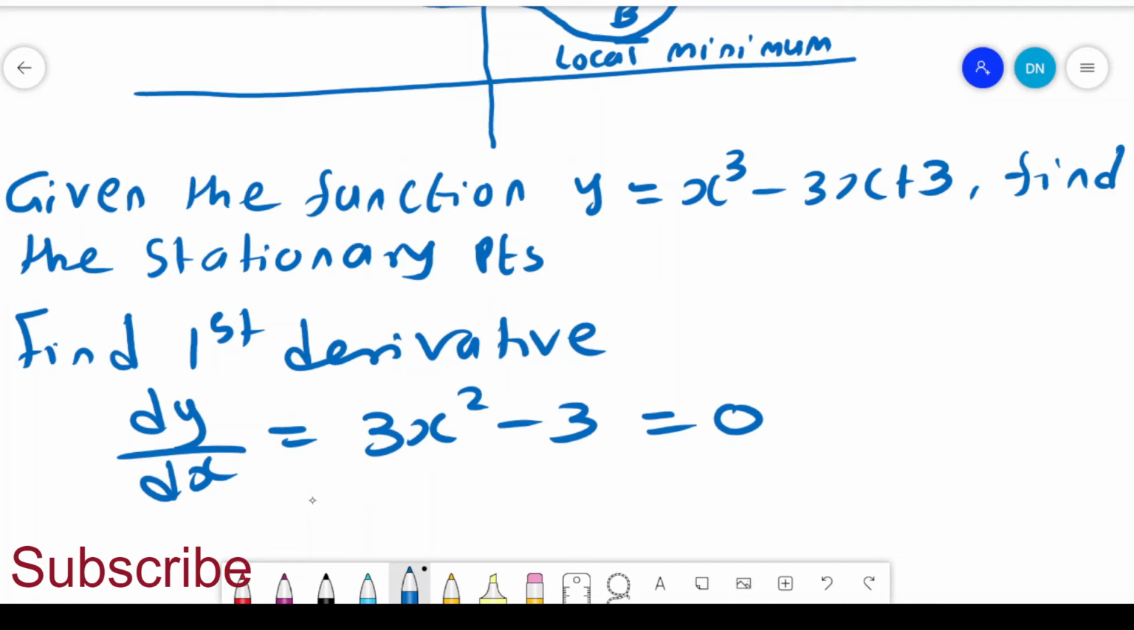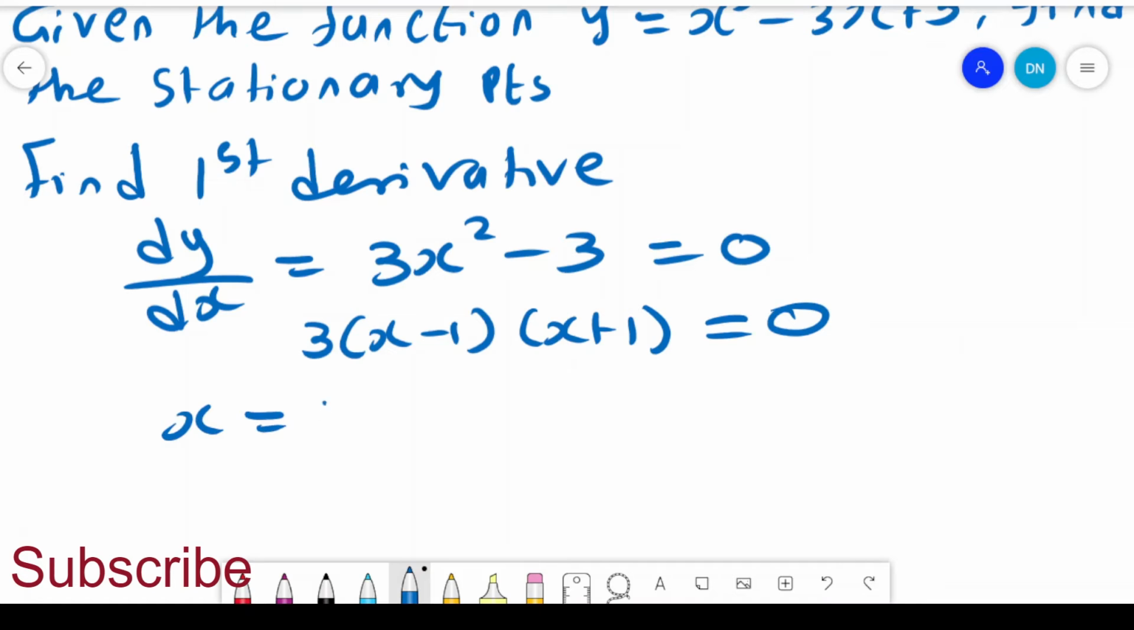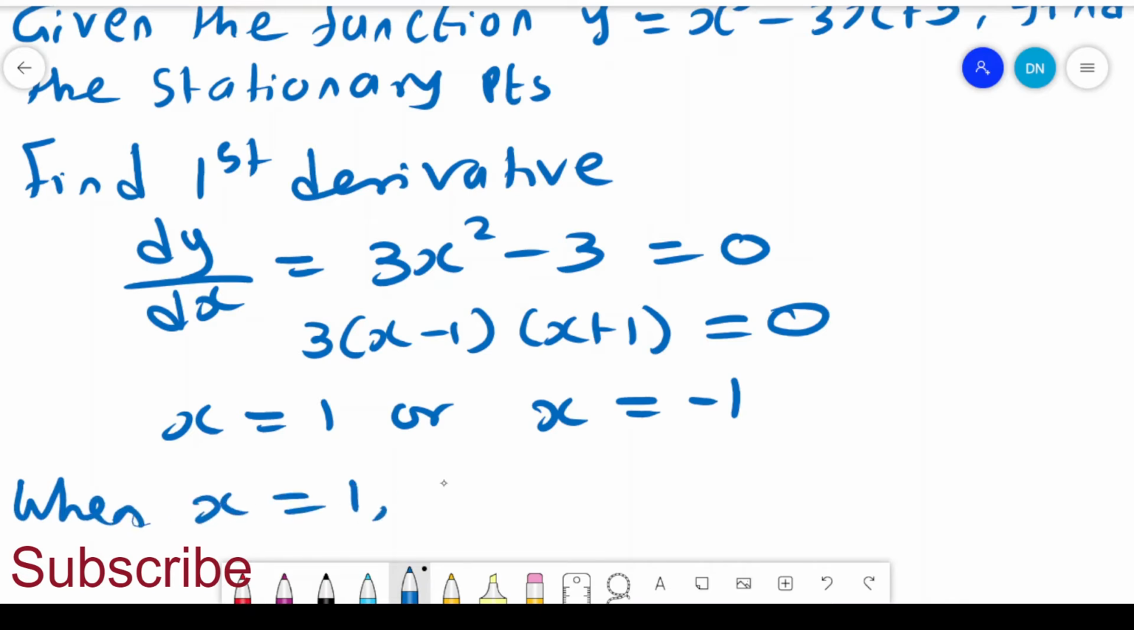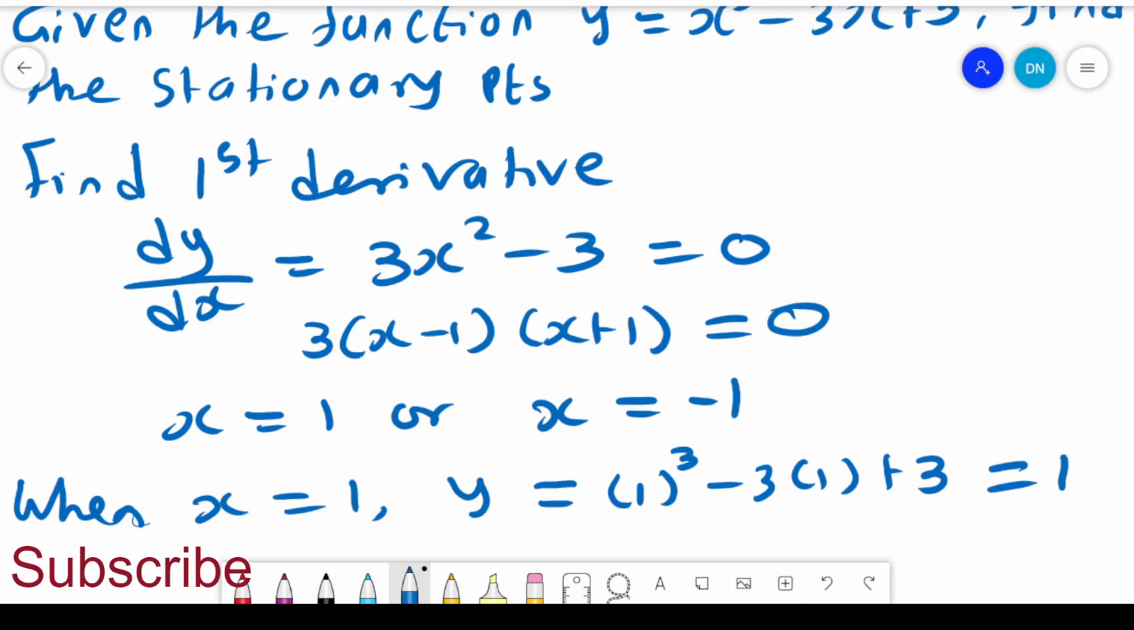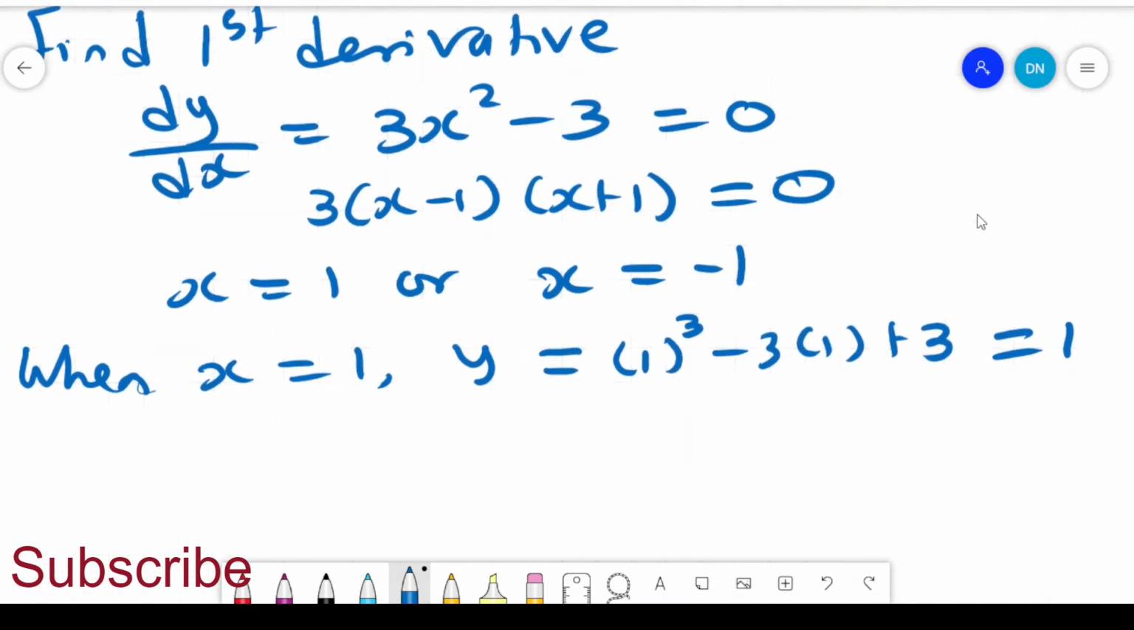This gives me the equation of the form 3(x minus 1)(x plus 1) is equal to 0. Means that x is equal to 1 or x is equal to negative 1. When x is equal to 1, y is equal to 1 cubed minus 3 times 1 plus 3, and that gives us 1. So when x is 1, then y is equal to 1.